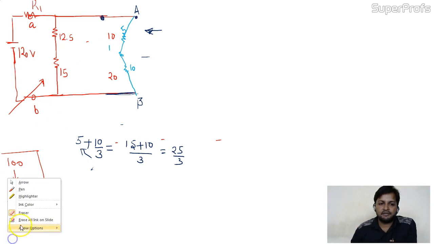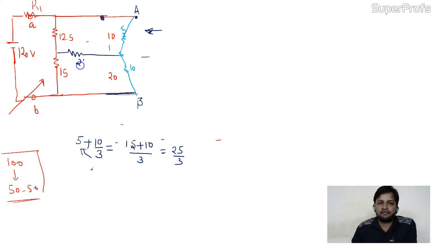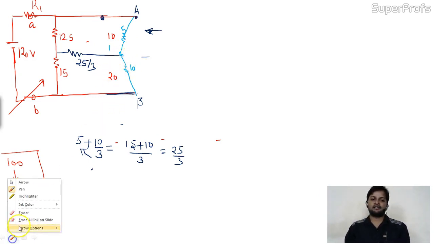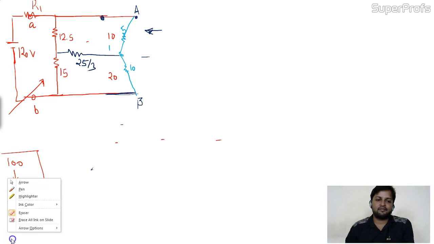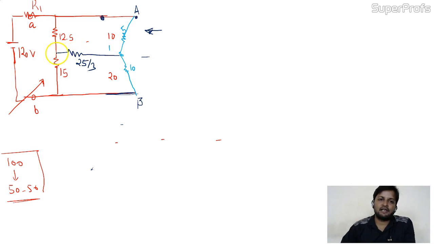So I can replace this branch by the new one, and that is 25 by 3. Now see, this 5, this 10, this 25 by 3, they are in what? Series or parallel? Nothing again, but they are making the star connection. So if they are making the star connection, we can easily convert it into delta. At the end the delta will be beneficial for us to solve the circuit. That's why we are going to convert it. Okay, so our task is, we will convert this star in delta.